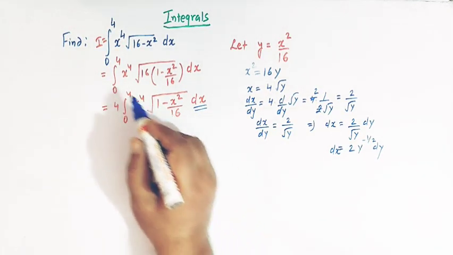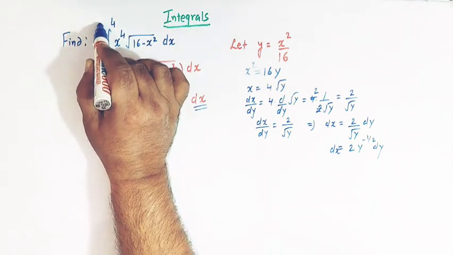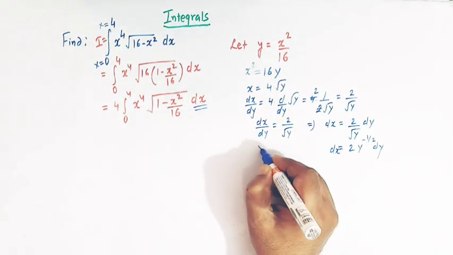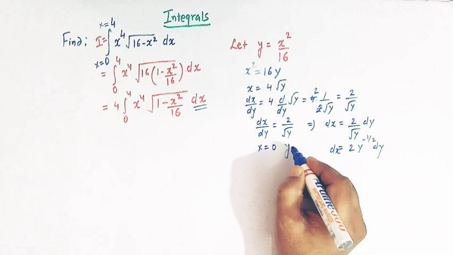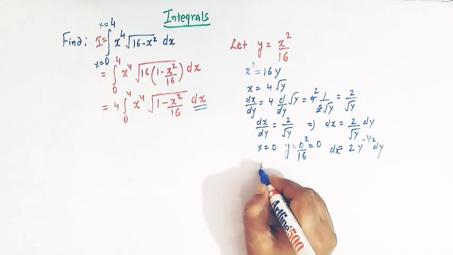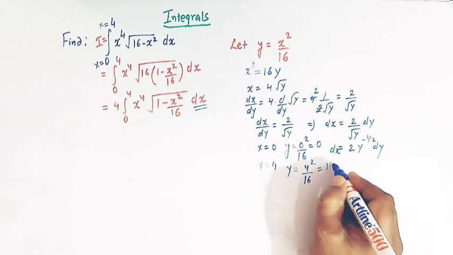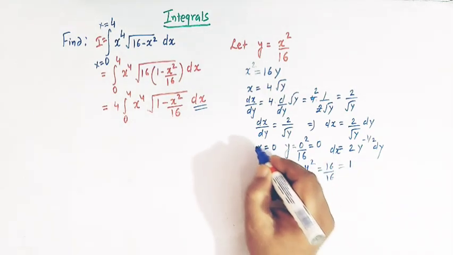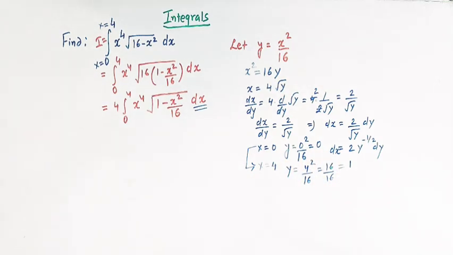Now let us change the limits. Here x is equal to 0 and the upper limit is 4. When x is equal to 0, we can find the value of y from this relation: y is 0 square over 16, that is 0. And when x is 4, y is equal to 4 square over 16, that is 16 over 16, which is equal to 1. So when x goes from 0 to 4, y goes from 0 to 1.